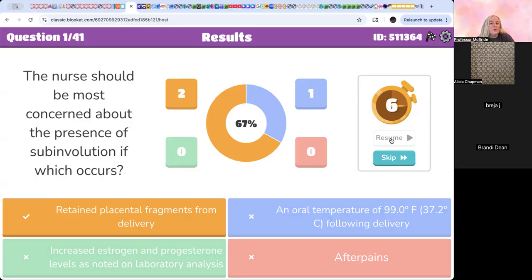Do you guys remember what subinvolution is? It's when the uterus cannot return back to its original form. Yeah, good. So it's not able to go back down to where it lived before, and it's because something is keeping it from doing so. And so retained placental fragments could be in there, or we could have infection in there. And the most common infection in the postpartum period happens in the uterus. And what's the name of it?